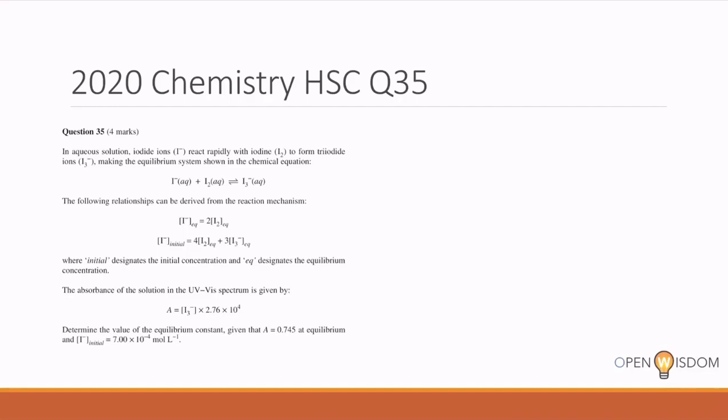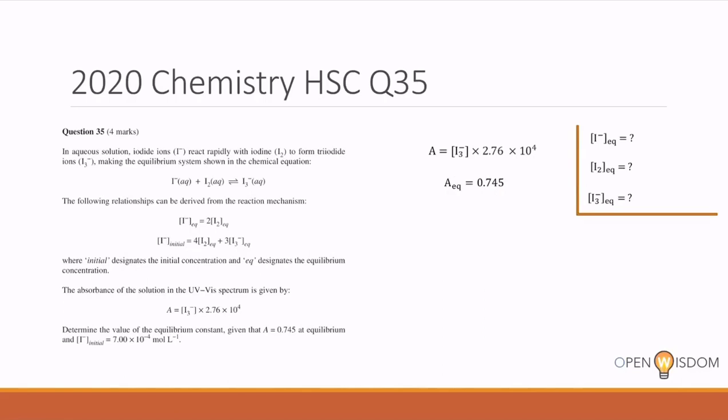Alright, so first things first, the question is asking us to find the equilibrium constant of this reaction. So this expression is given as this. In order to answer this question, we see that we need to find the equilibrium concentration of iodide ions, iodine, and also triiodide ions. We are going to start with this equation in order to find the equilibrium concentration of triiodide ions. We know that at equilibrium, A is equal to 0.745. So if we plug this in the equation at the top, we will find the equilibrium concentration of triiodide ions.